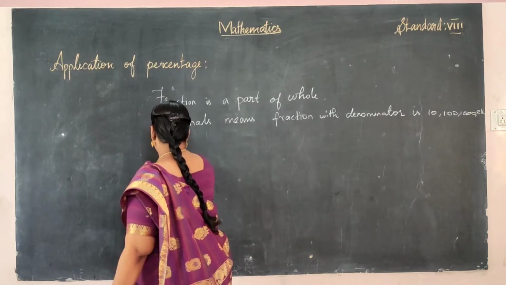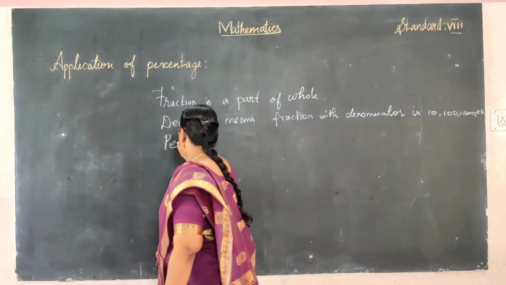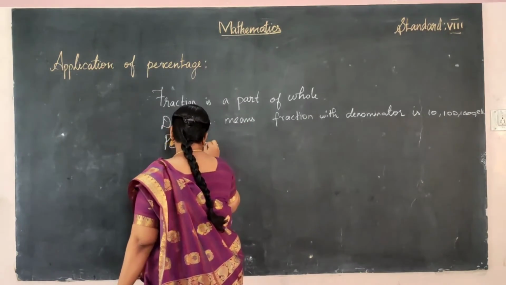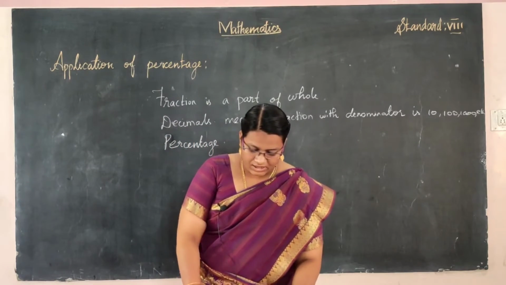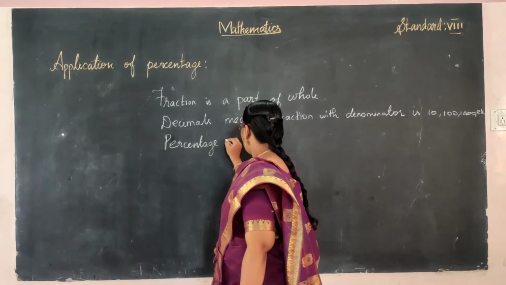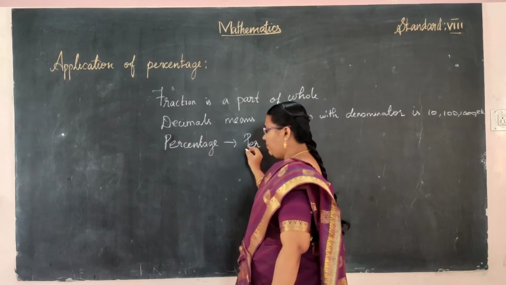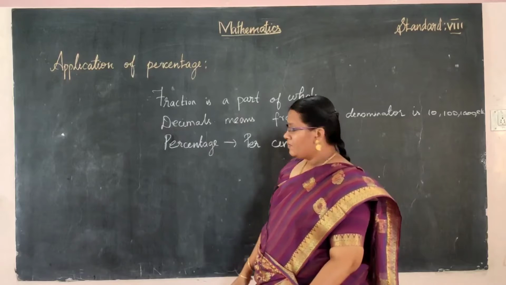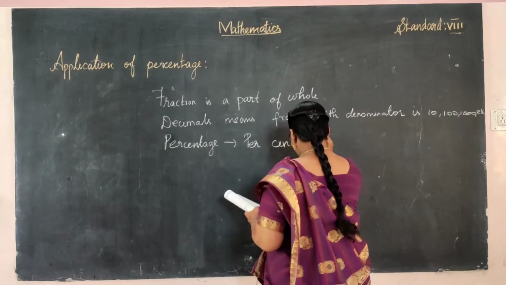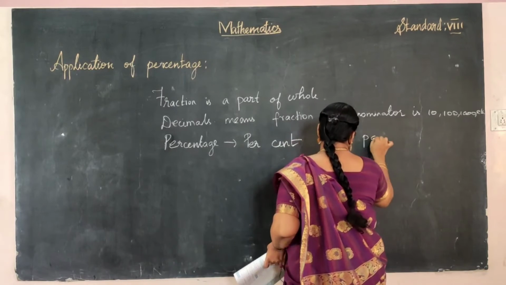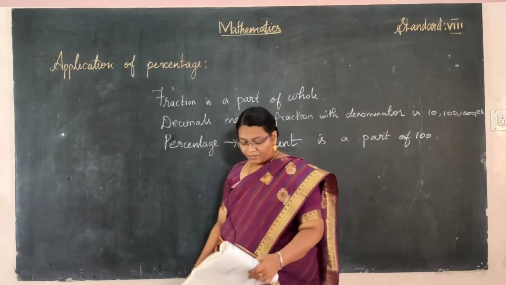Cent means 100. Percentage means per cent. Per means 1, cent means 100. So percent means 100. So percent is a part of 100. Part of 100. Okay, right.